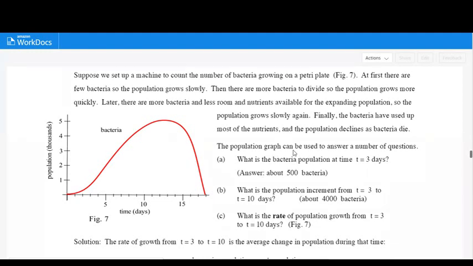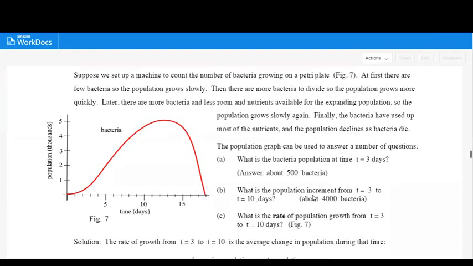So, the population graph can be used to answer a number of questions. So, what is a bacteria population at time t equals to 3 days? So, here, nasa x-axis natin yung number of days. Dito naman sa y-axis natin is the number of bacteria in thousands. So, this is 1,000, 2,000, 3,000, 4,000, 5,000. So, after 3 days daw, so 1, 2, 3, after 3 days, so nandito siya. So, half ng 1,000. So, that is 500.